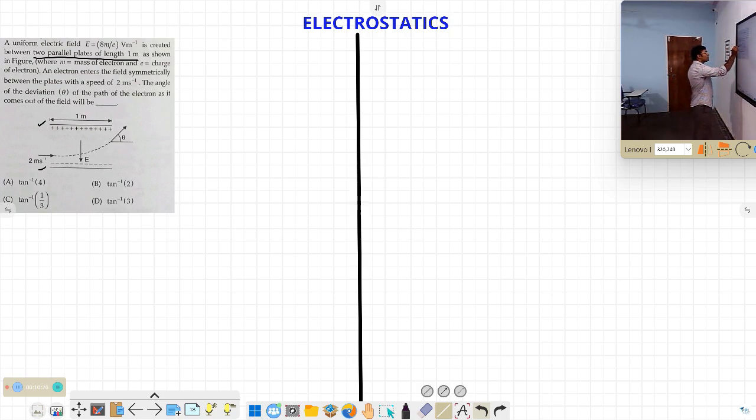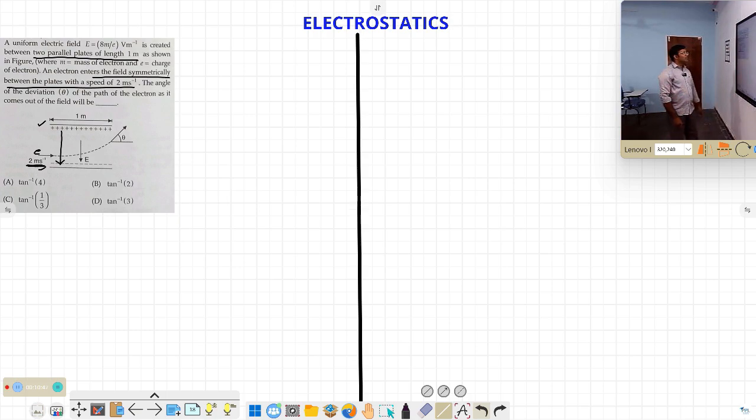If you observe the direction of the electric field, it is from plus to minus. And there is an electron, having charge e, which enters into this field symmetrically between the plates with a speed of 2 meters per second. That means it is entering with a speed already given in the diagram very clearly, 2 meters per second.